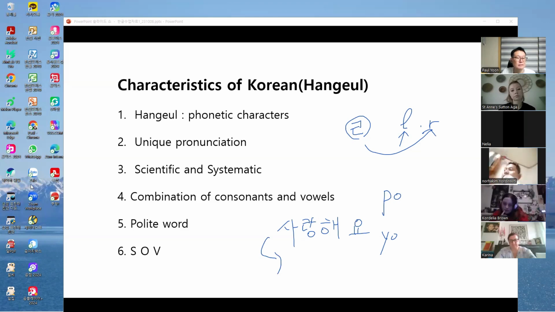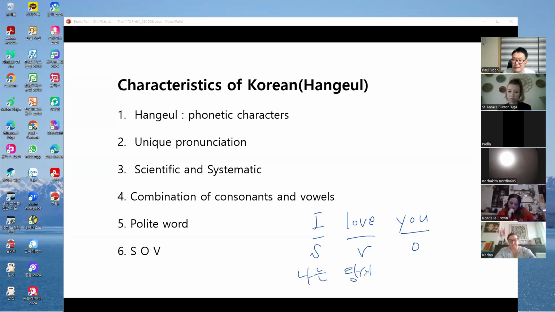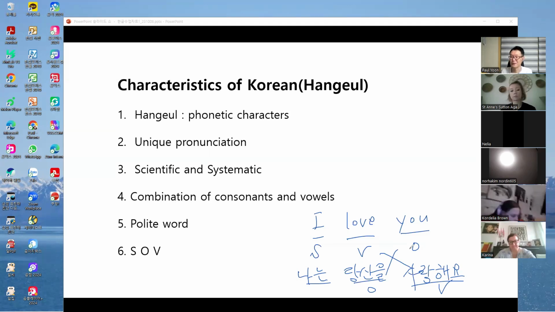And last, saranghae yo, right? In English, I love you: this is subject, verb, and object. But in Korean, 나는 당신을 사랑해요. It's the full sentence, right? 나는 당신을 사랑해요. 나는 is the subject, 당신을 is the object, 사랑해요 is the verb. So the order of verb and object is changed. So people, we will start our class. Please just understand these basic conditions. Okay.